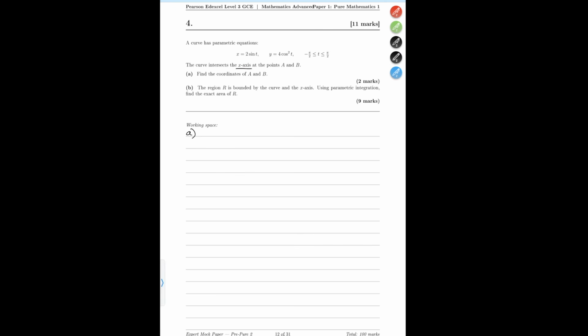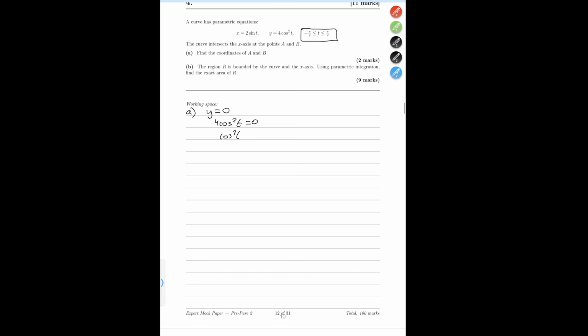So if it intersects the x-axis, we know that means that y will be 0. So y is equal to 0. So 4 cos squared t is equal to 0. I'm just going to box this just in case. So cos squared t is equal to 0. So we can also just say that we can root both sides to say that cos of t is equal to 0. Well, we know in this domain that we have, if we also draw out the graph, it will look like this. And we know that it's equal to 0 when t equals plus or minus pi over 2.